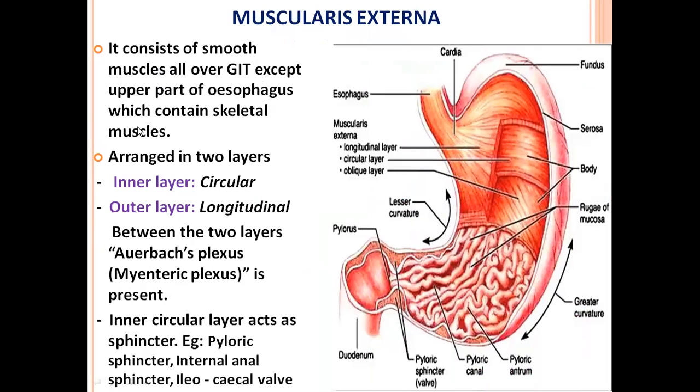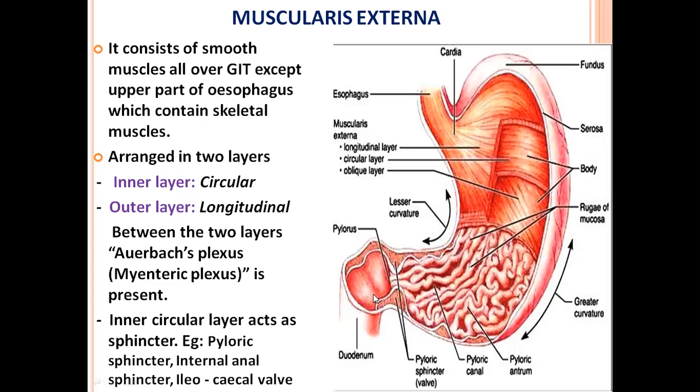of the esophagus, where we have skeletal muscle. In the rest of the GIT, we have smooth muscle in the muscularis externa. It is arranged in two layers, inner circular and outer longitudinal. Between the inner circular and outer longitudinal layers, we have a nerve plexus called Auerbach's plexus, also called the myenteric plexus. The inner circular layer acts as a sphincter.